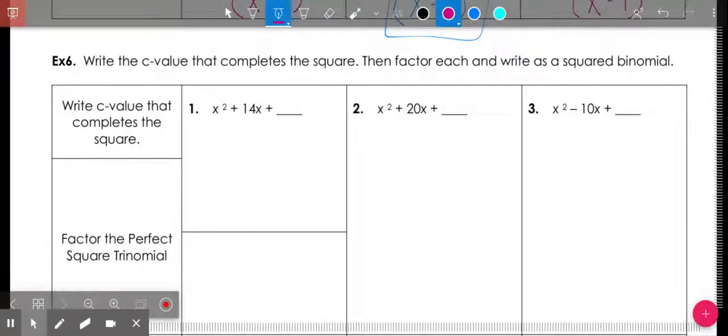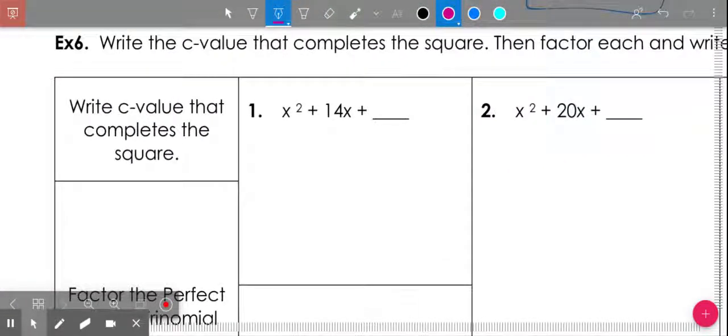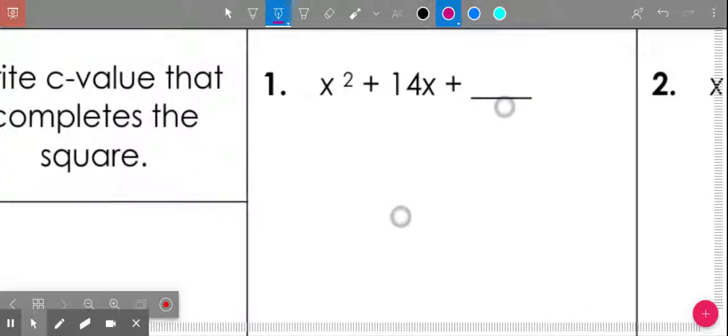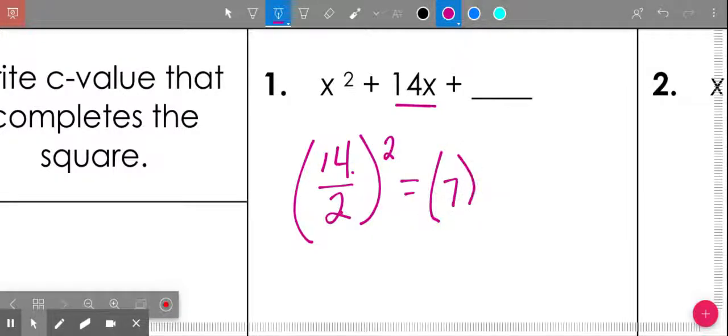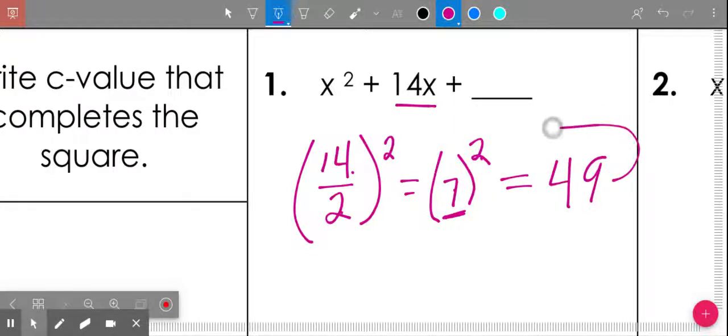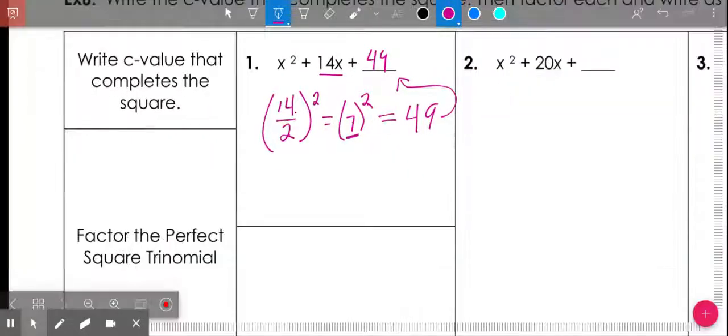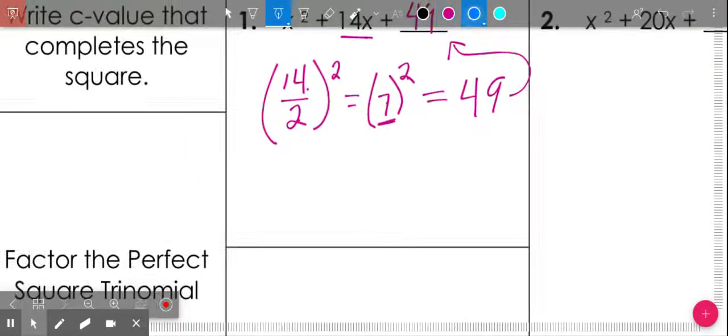So just like we just did, write the c value that completes the square. So that's when we're going to do 14 divided by 2, and we're going to square it. 14 divided by 2 gives me 7. Remember, that's that special number we're going to need, squared. 7 squared gives me 49. So that's my number I'm plugging in. Now we're going to rewrite this as x squared plus 14x plus 49.